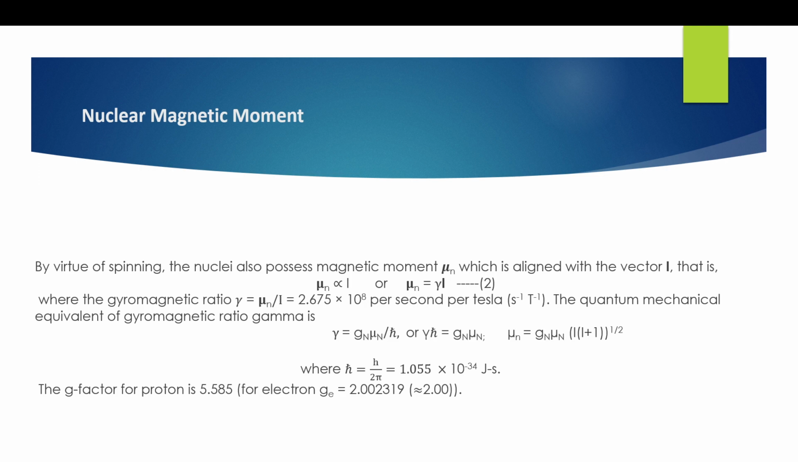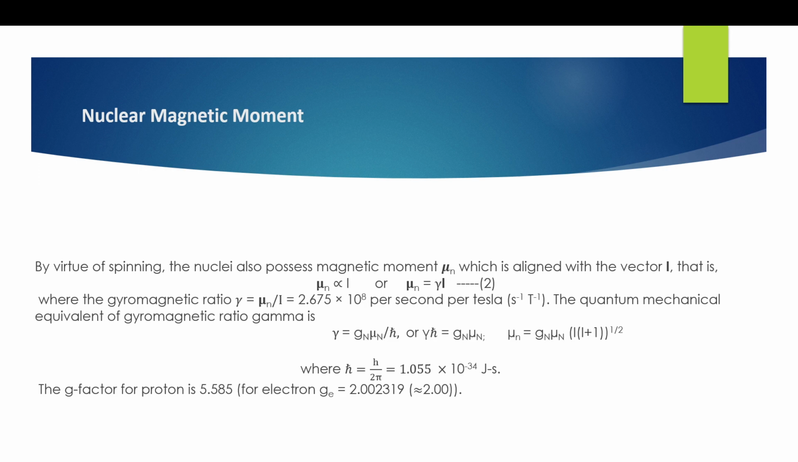This constant gamma is a tensor. It is called magnetogyric ratio. In older literature, the term was called gyromagnetic ratio, but now it was realized that that was the wrong description. So it should be called magnetogyric ratio because its value is mu N upon I. Its value for proton is 2.675 into 10 to the power 8 per second per Tesla.